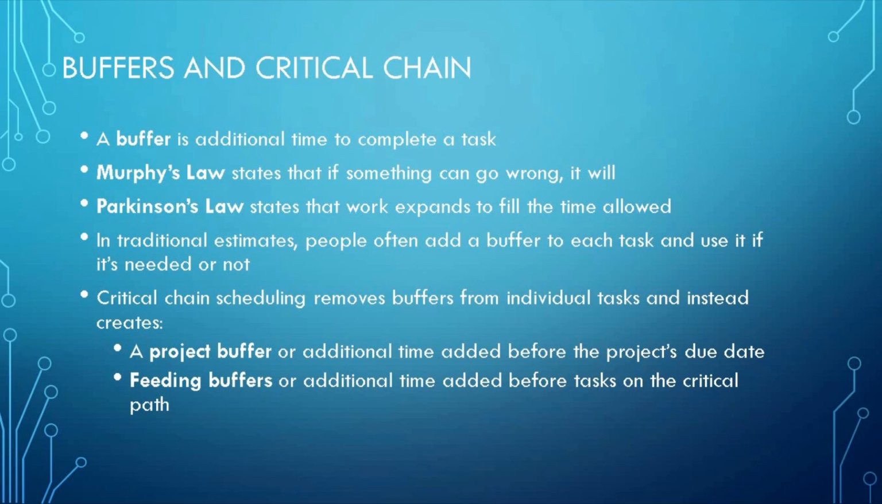Buffers and critical chain. A buffer is additional time to complete a task. Murphy's Law states that if something can go wrong, it will. And Parkinson's Law states that work expands to fill the time allowed. In traditional schedules, people often add a buffer to each task and use it whether it's needed or not.